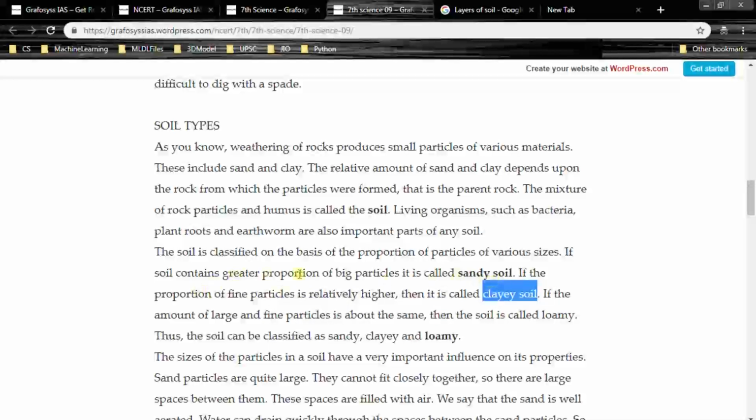Sandy soil, big particles. If the amount of large and fine particles is about the same, then the soil is called loamy.